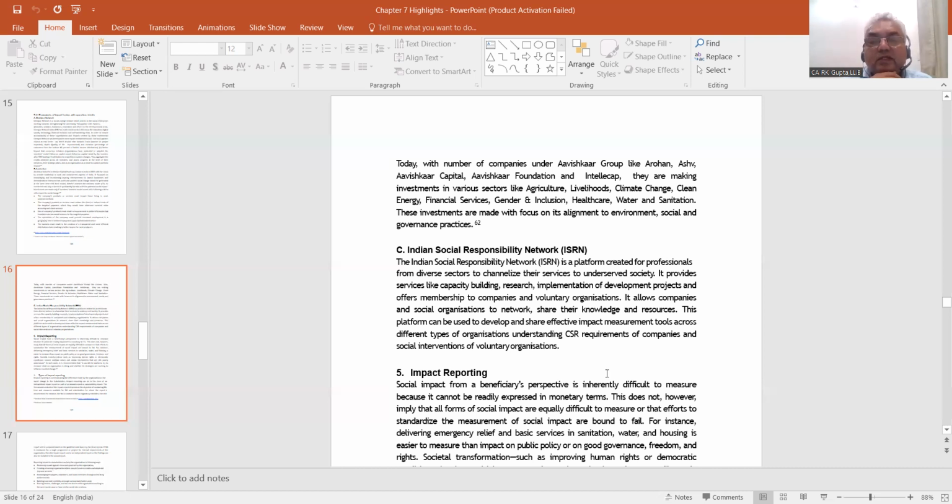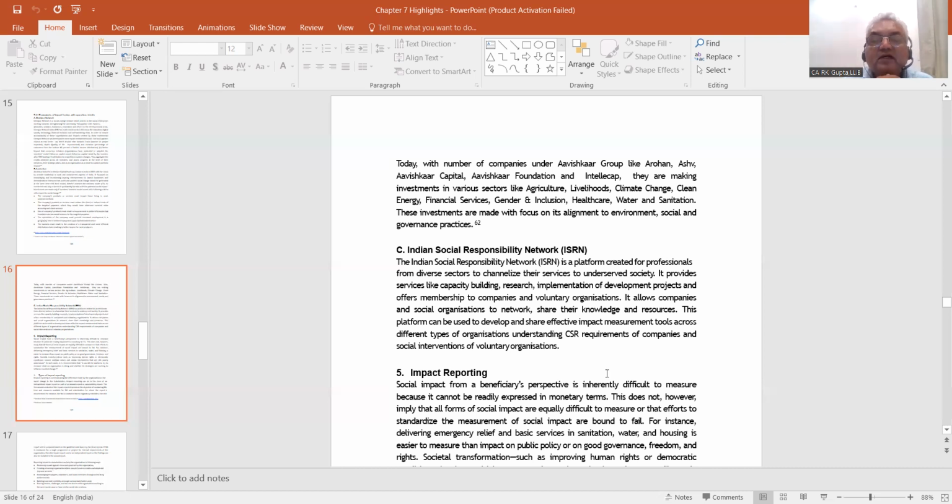Now, impact reporting. Social impact from a beneficiary's perspective is inherently difficult to measure because it cannot be readily expressed in monetary terms. So there are qualitative changes which you are making in people's lives. This does not, however, imply that all forms of social impact are equally difficult to measure or that efforts to standardize the measurement of social impact are bound to fail. So there can be some sort of standardization.